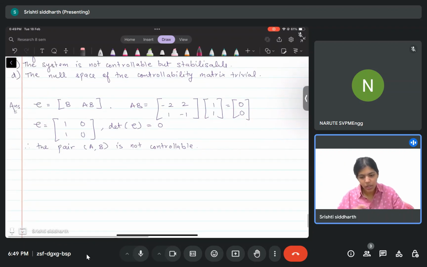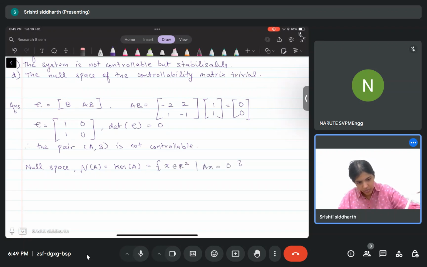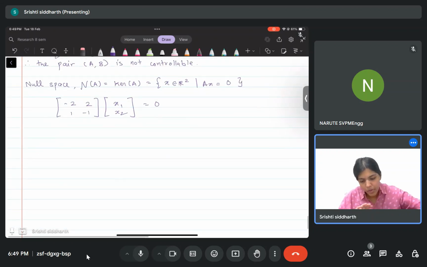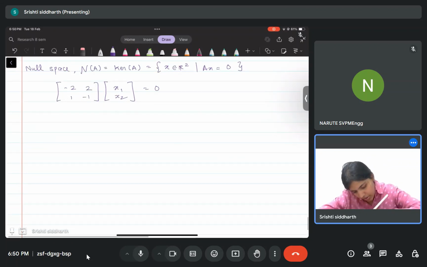Before we do that, let's figure out the null space of the controllability matrix. So the null space, let's denote the null space by N of A, which is also sometimes written as kernel of A. These are all vectors in R^n, for our case R^2, such that Ax is 0. Alright. So let's write down what A is. Minus 2, 2, 1, minus 1. And let's say that the elements of the vector x are x1 and x2, equal to 0. Okay. So we have to figure out what kind of elements x1 and x2 can be. So let's just solve this equation.